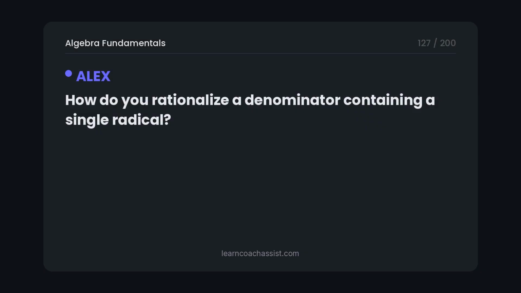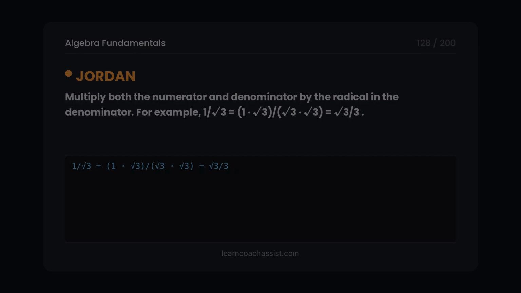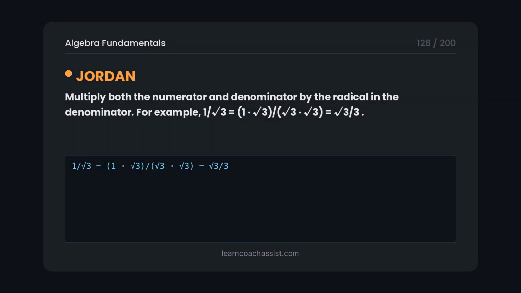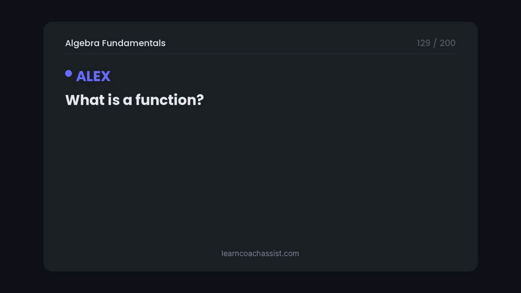How do you rationalize a denominator containing a single radical? Multiply both the numerator and denominator by the radical in the denominator. For example, 1/square root of 3 equals 1 times square root of 3 over square root of 3 times square root of 3, which equals square root of 3 over 3.